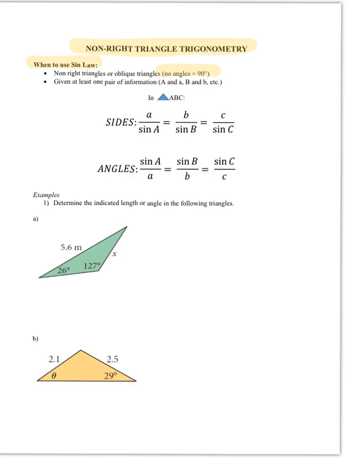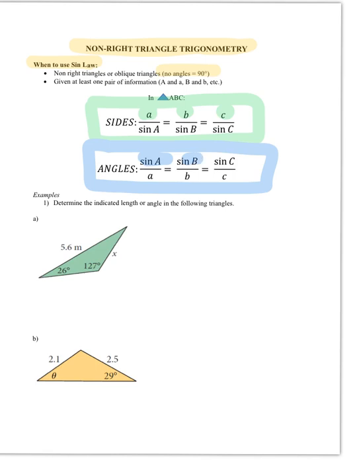So the sine law comes looking like two different ways. We have one way where we have sides on top. So remember, little letters represent the sides. Or we have one for angles where angles are on top. So remember, the uppercase letters represent the angles. So we have two different ways of doing it. Just one is literally the reciprocal, the flip over of the other.